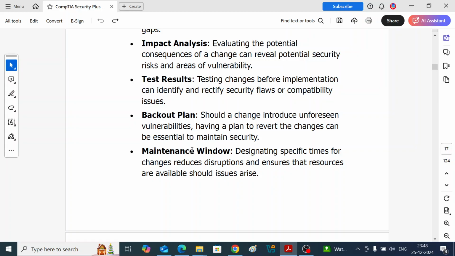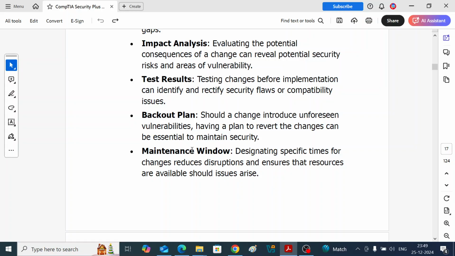Okay, maintenance window. Obviously the word says that designating specific times for changes reduces disruptions and ensures that resources are available should issues arise. So designating specific times. So a maintenance window is like designating specific times for changes, reducing disruption.